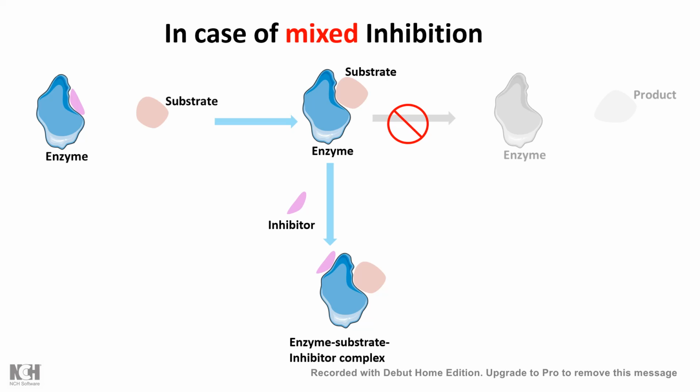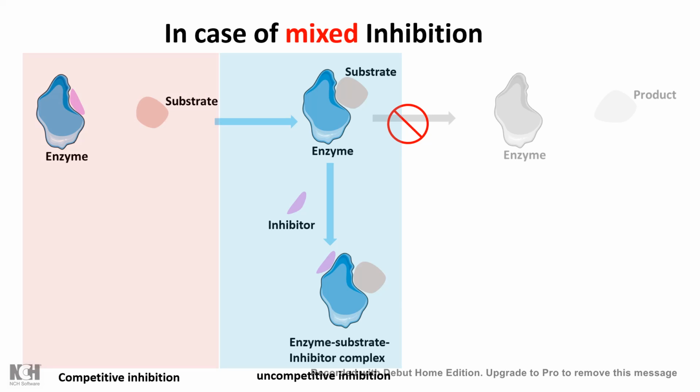So we can see here the inhibitor can operate in two regimes. One is like an uncompetitive inhibitor: instead of binding to the enzyme directly, it binds to the enzyme-substrate complex. In the second regime, it can also operate like a competitive inhibitor. So that's why it is known as mixed inhibition.